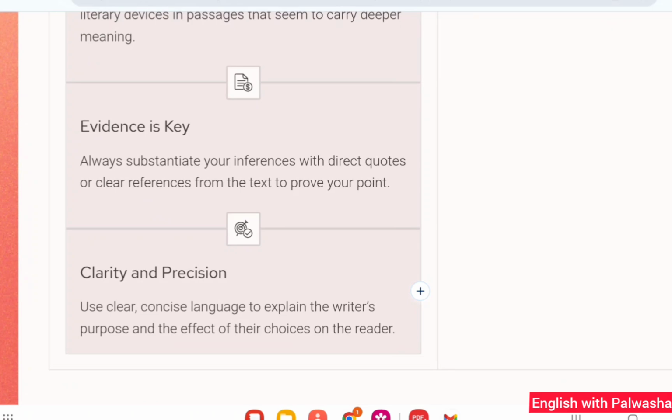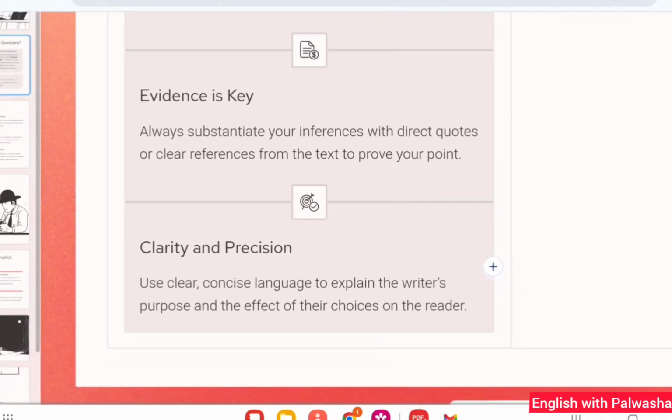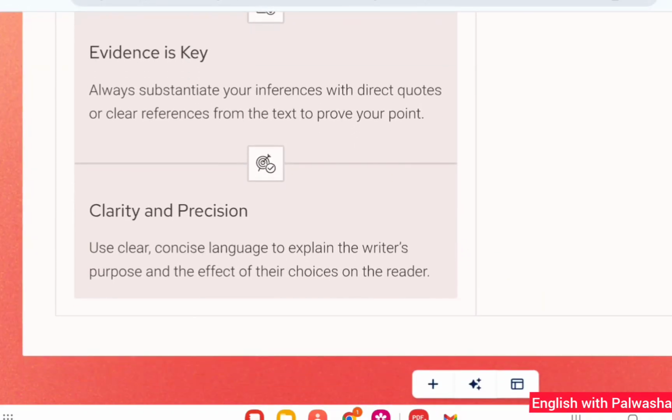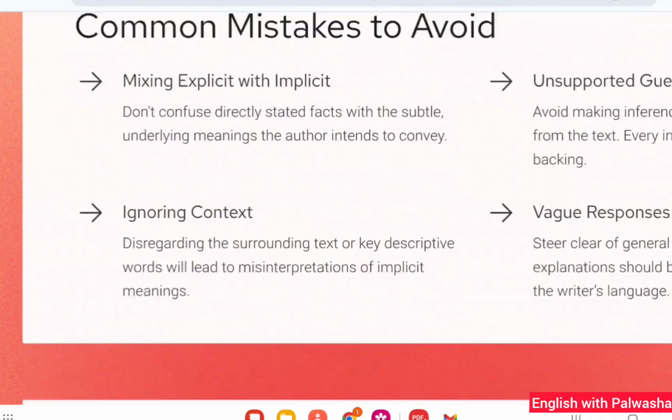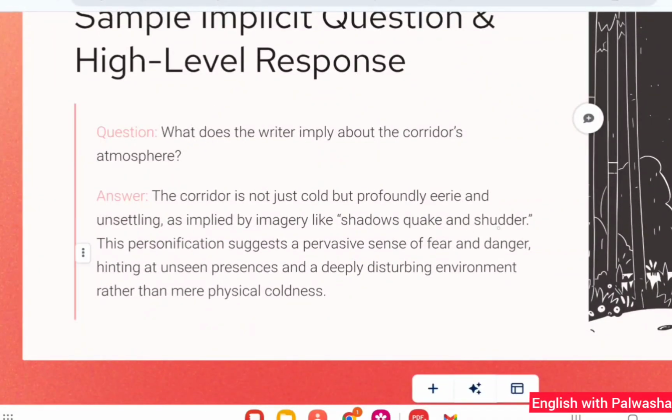Evidence is the key. Always substantiate your inferences with direct quotes. Where is the example in the text of the interpretation which you are giving, or clear references from the text to prove your point? This is how you can easily win. You have to extract the point which you are explaining, that point's phrase, from the text, as I showed you above. This was the one: shadows quake and shudder. I hope you got the gist of it.